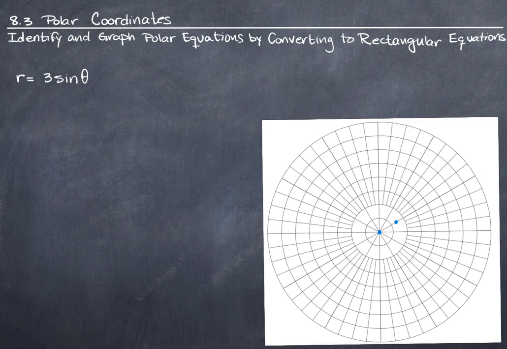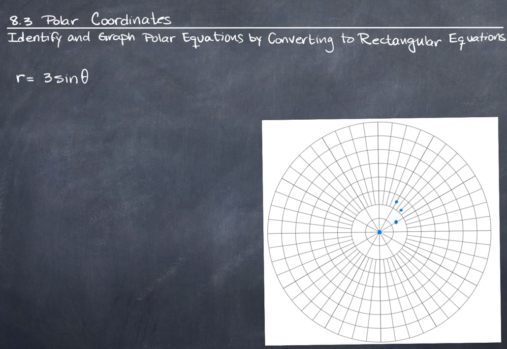At pi over 4, sine is 1 over the square root of 2. So that's 3 over the square root of 2. And that's just over 2. It's 2.12. So at pi over 4, I'm going to be at 1, 2, just a little over that. At pi over 3, the sine of pi over 3 is the square root of 3 over 2. Multiply that by 3, and you get 3 times the square root of 3 over 2, which is 2.598. That's close enough to 2.6 for me. So there's 1, 2, 2.6 is right about there.